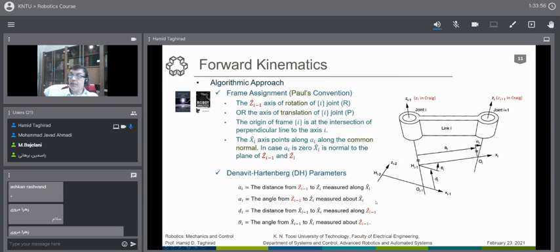This is quite simple. Since we are using ai and alpha i, we are measuring about xi. And this is much easier in the Paul convention than the Craig convention. And we just stick to this. So ai and alpha i are found from the z-axis, and di and theta i are found from the x-axis now.